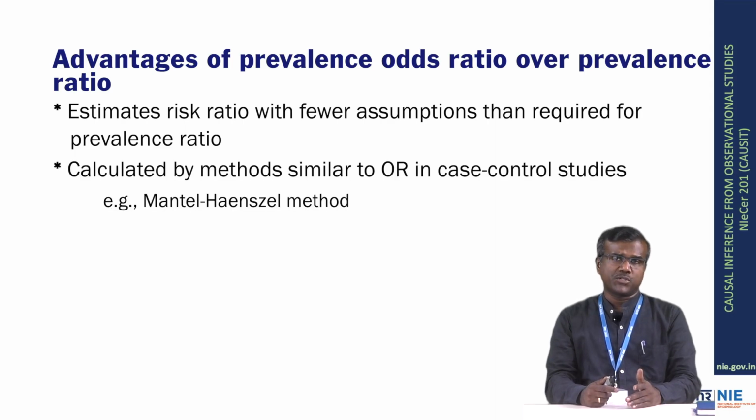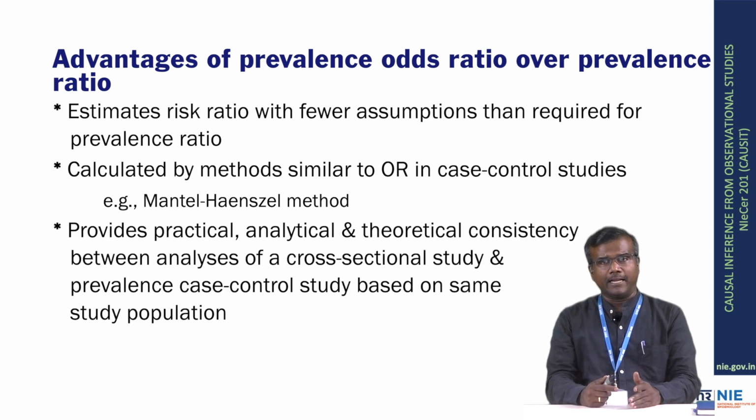Second, prevalence odds ratio can also be estimated using the same methods as that of odds ratio in case control studies, for example, the Mantel-Haenszel method. Thirdly, it provides practical, analytical and theoretical consistency between the analysis of a cross-sectional study and that of prevalence case control analysis based on the same study population. Hence, in analytical cross-sectional studies, computation of prevalence odds ratio is considered as a standard method for analyzing prevalence studies and prevalence case control studies.